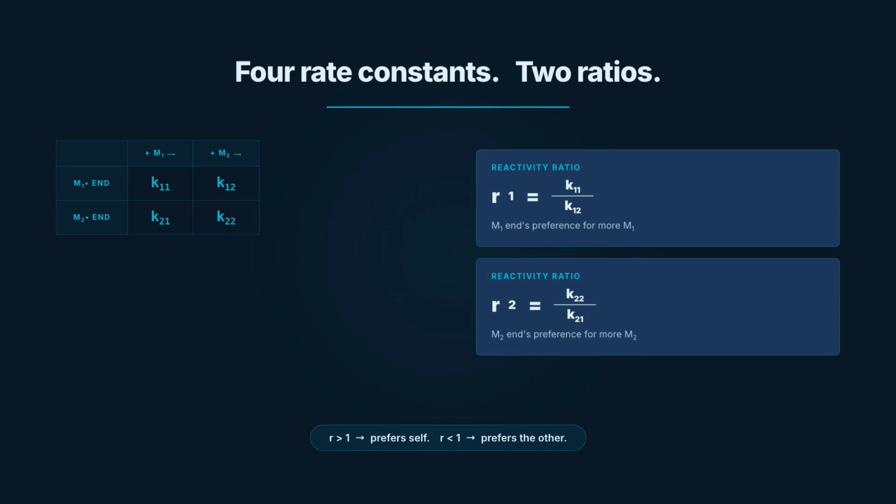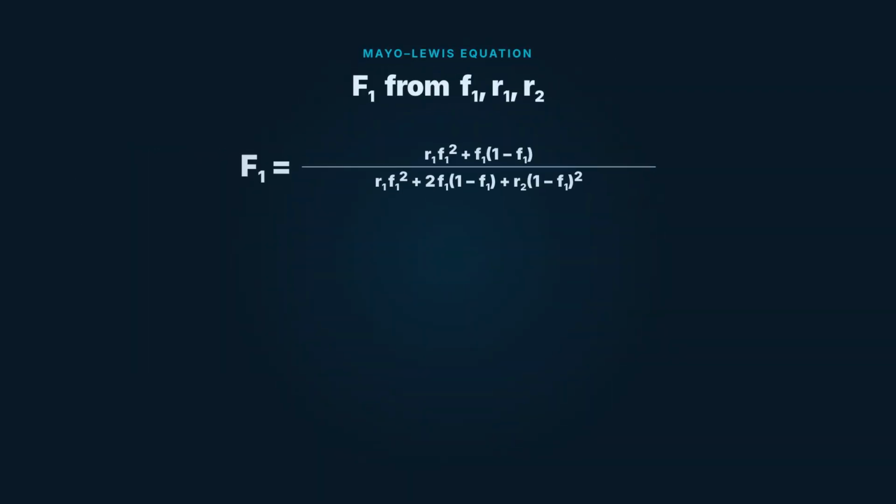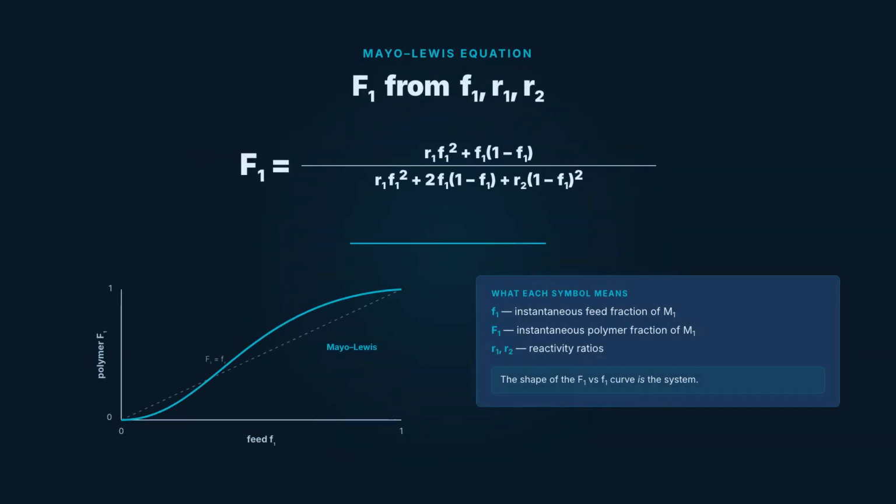Same logic for R2. Combining all four rate constants gives the Mayer-Lewis equation. It tells you the instantaneous mole fraction of monomer 1 in the copolymer, F1, from the feed fraction f1 and the two reactivity ratios. F1 equals R1 times f1 squared plus f1 times 1 minus f1, divided by R1 times f1 squared plus 2 f1 times 1 minus f1, plus R2 times 1 minus f1 squared. The shape of the F1 versus f1 curve is the system.